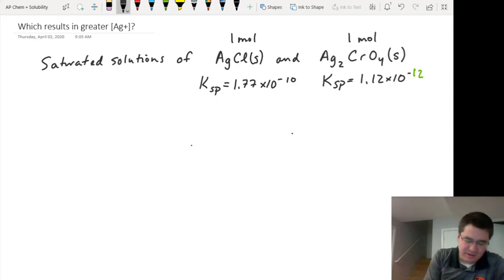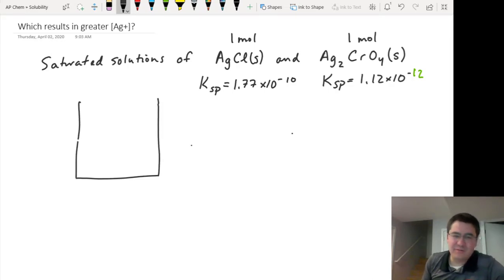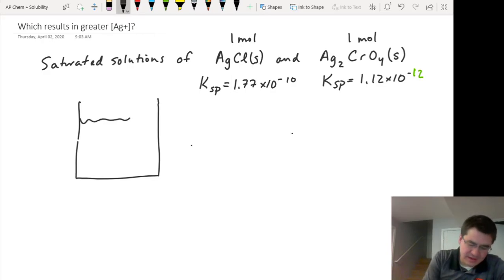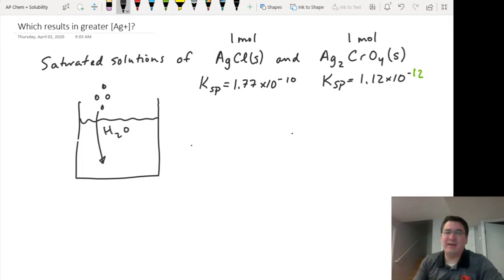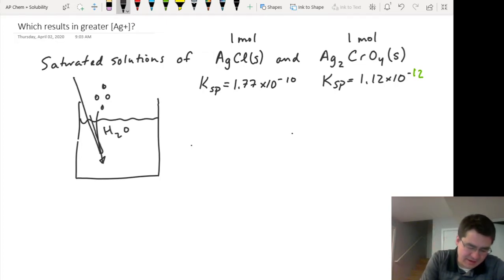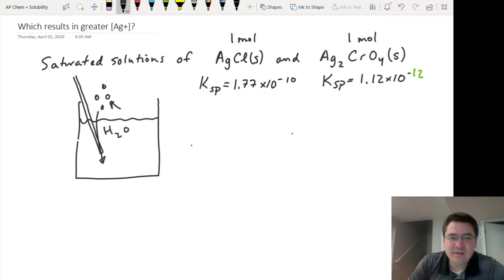A big thing in AP chemistry: how do you make a saturated solution? A lot of labs call for saturated solutions. Say I have water, and I drop in some of the solid chemical that I want to dissolve. What evidence do I have that I've reached the saturation limit? What happens when I add a stir rod and start stirring this? What's going to happen to these solid particles? What does it look like?